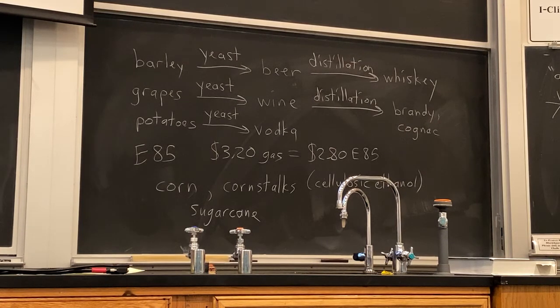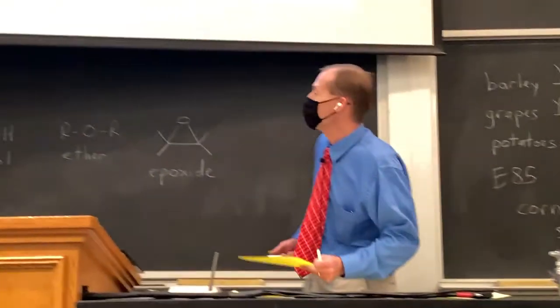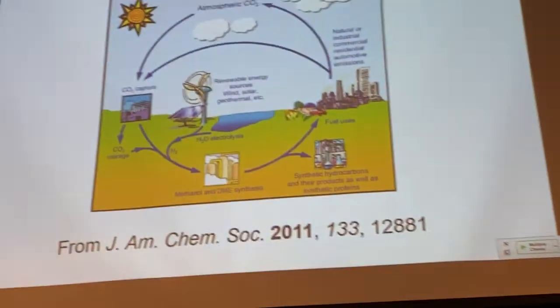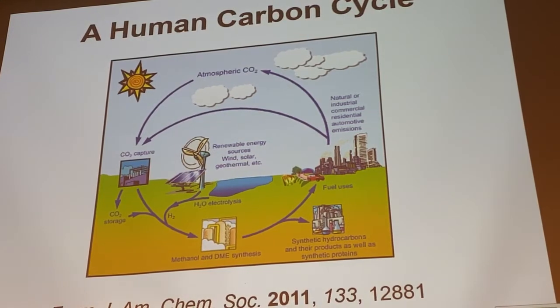Okay. Another idea that was put forth by a chemist named George Olah, who won the Nobel Prize many, many years ago, is what he refers to as a methanol economy, or he calls it the human carbon cycle. This is from a paper he published about 9 years ago. So his idea is to take CO2 out of the atmosphere. There's plenty of CO2 in the atmosphere. What if we can capture that CO2? We can react that CO2 with hydrogen, and we can convert that into methanol.